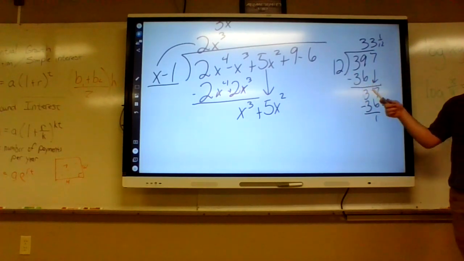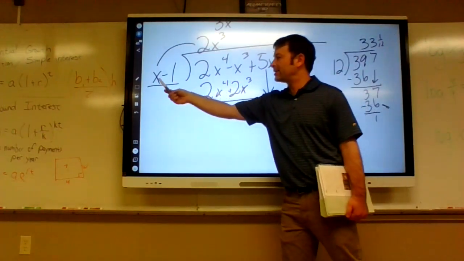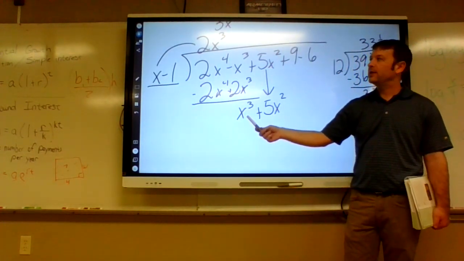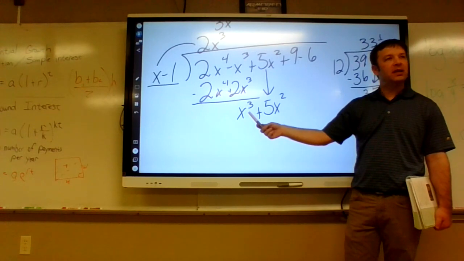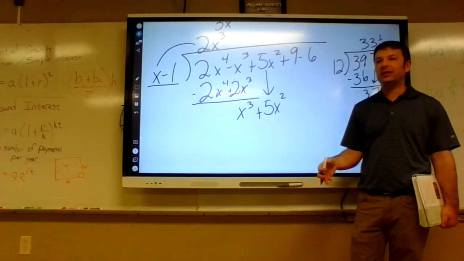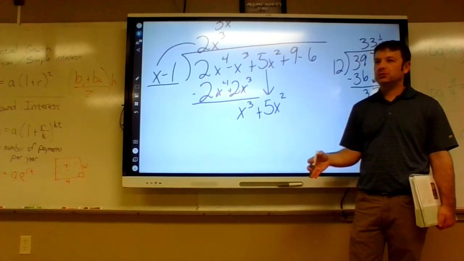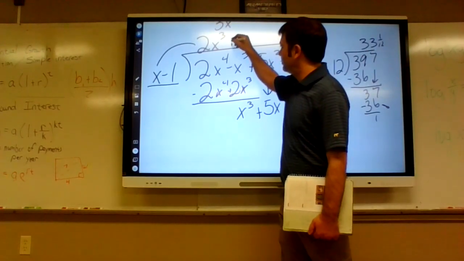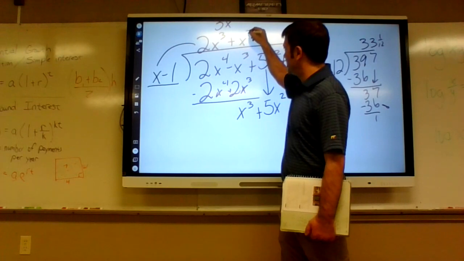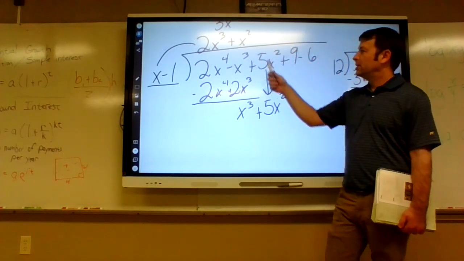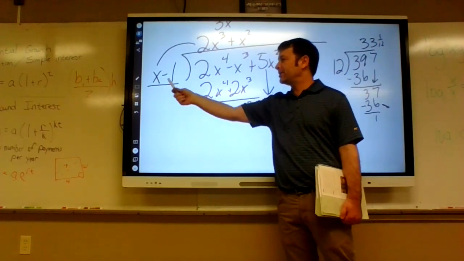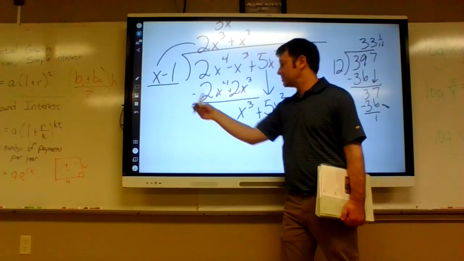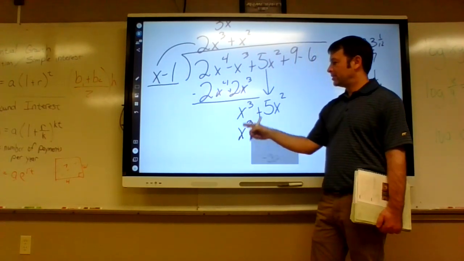Like how many times 12 on that? How many times does x times what equals x cubed? X to the second, right? So up here I'm going to put positive plus x to the second. Then I'm going to multiply x to the second times this, put it down here and subtract. What's x squared times x? X cubed. See how these are matching?